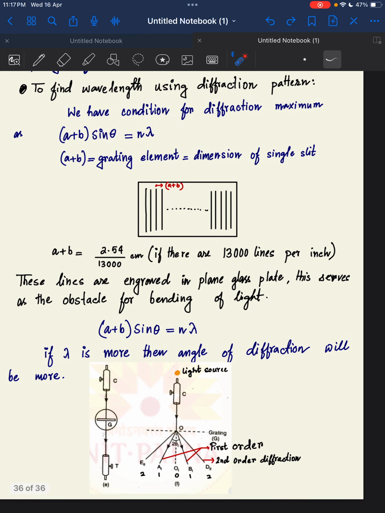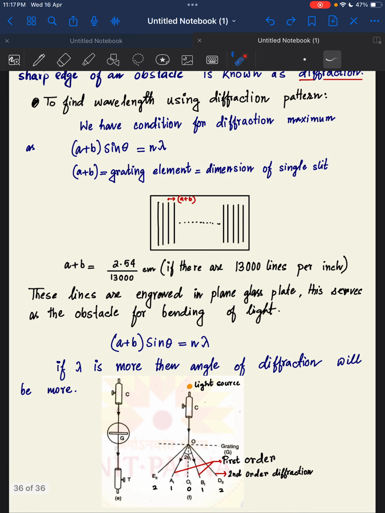So in our case, we had 13,000 lines per inch. It was corrected. In the manual it is mentioned 15,000 lines per inch, but the corrected value is 13,000 lines per inch. So we can find the dimension. In 1 inch, that is 2.54 centimeter, there are 13,000 lines. So what is the distance between two lines? That must be the total length divided by the number of lines. So that is what we have done.